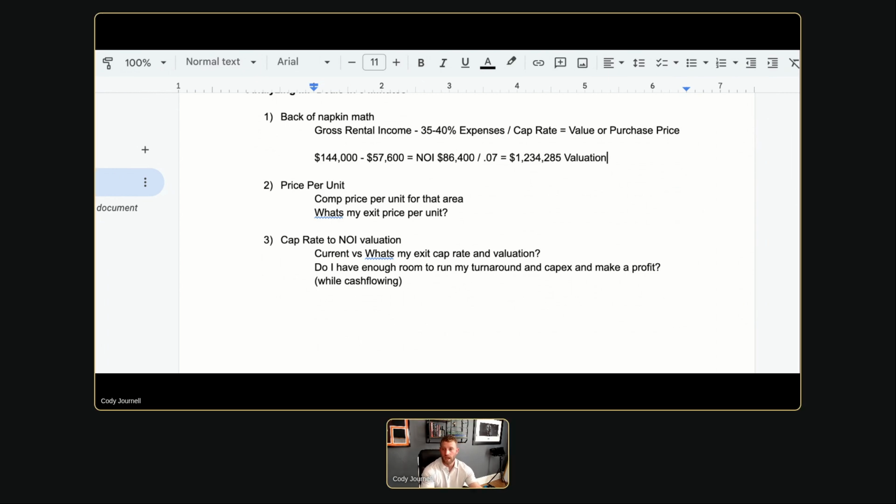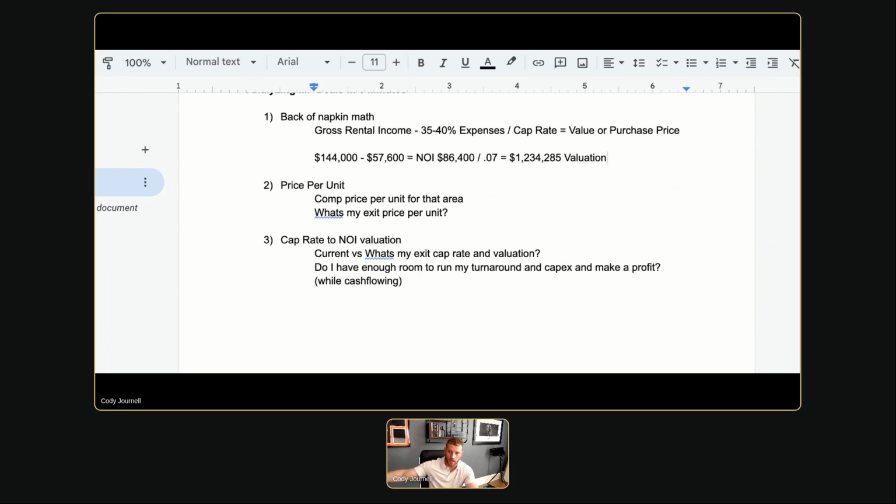So back of the napkin math, if this seller's asking $2 million and they had that number in their head, you took their gross rental income and put a 40% expense ratio on there, which these days might actually be pretty close to being too low. You really have to dig into those numbers.